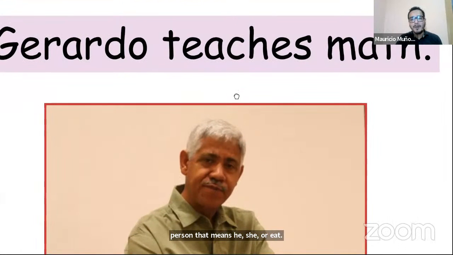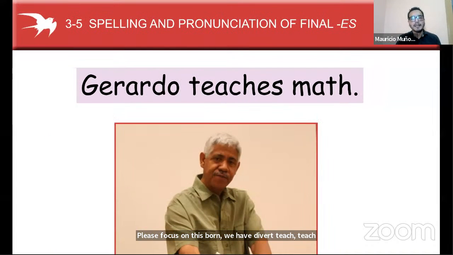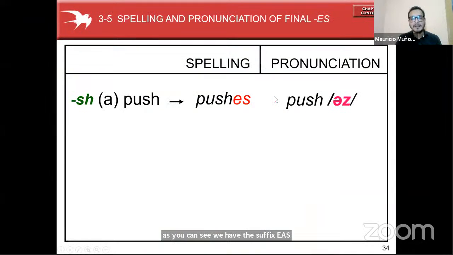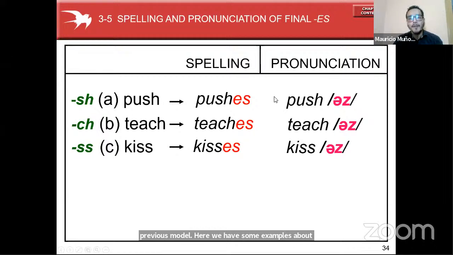Please focus on this part. We have the verb teach. Teach means enseñar. But this is third person, so, as you can see, we have the suffix es: teaches. Now, please, guys, try to recall information from the previous module. Here we have some examples about the third person spelling rules.